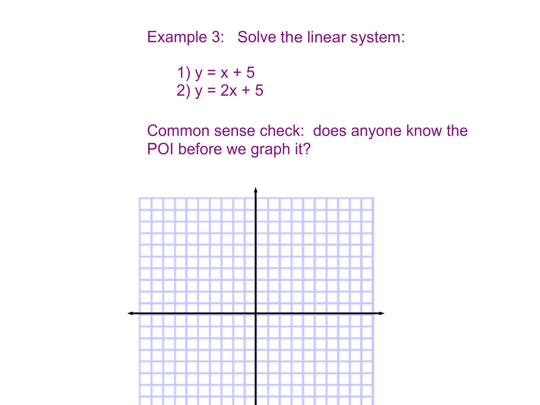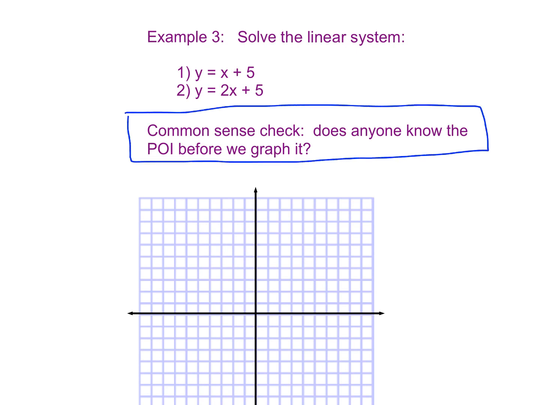For example 3, we've got two equations again, but there's a question being asked before we start, and it's a common sense check. In other words, we know something about these lines. We have some other knowledge that should help us to figure out where they're going to cross, maybe even before we graph it. Let's take a closer look at these lines.